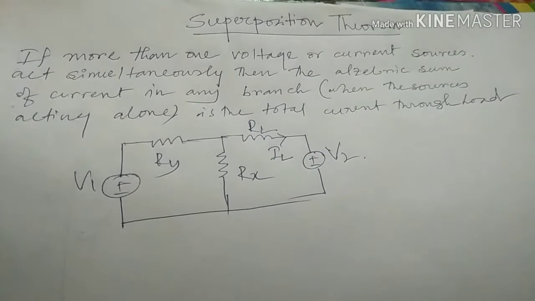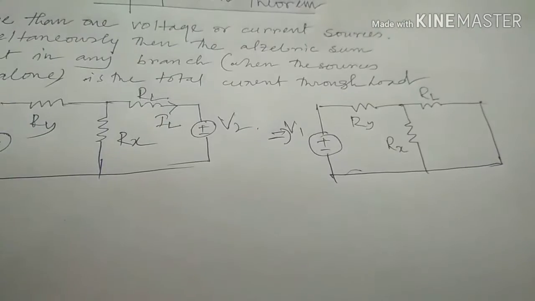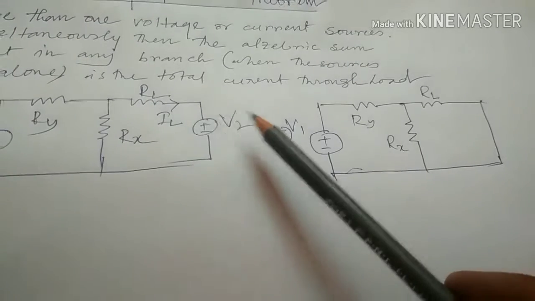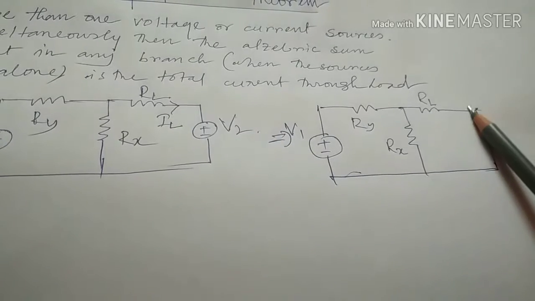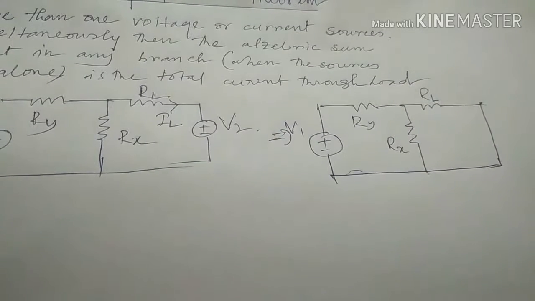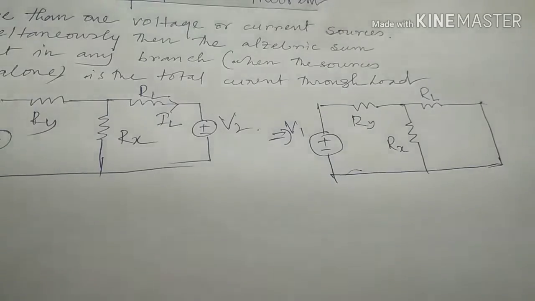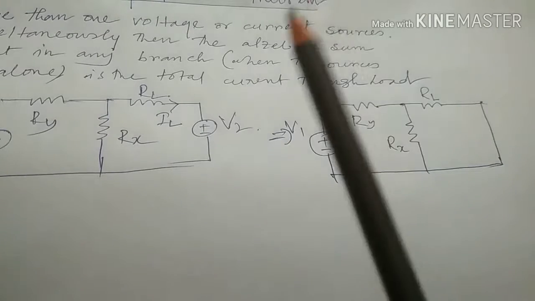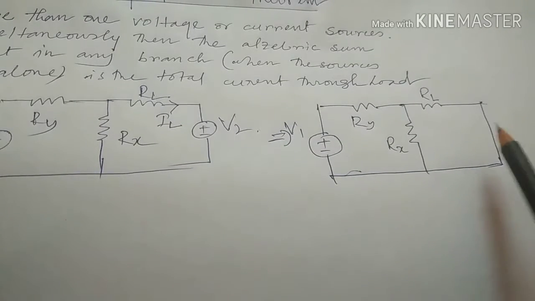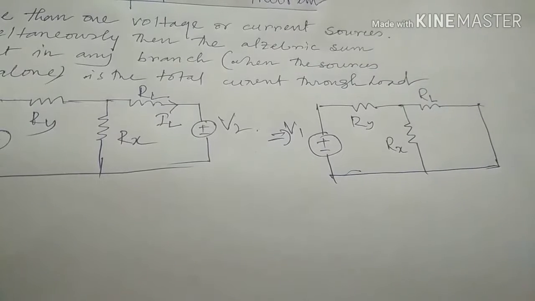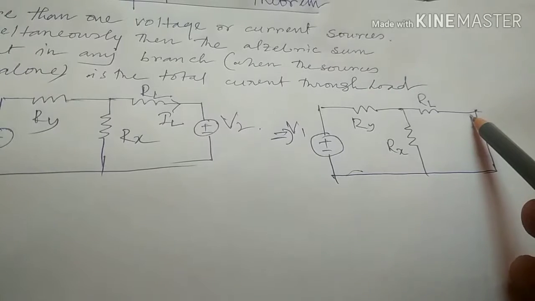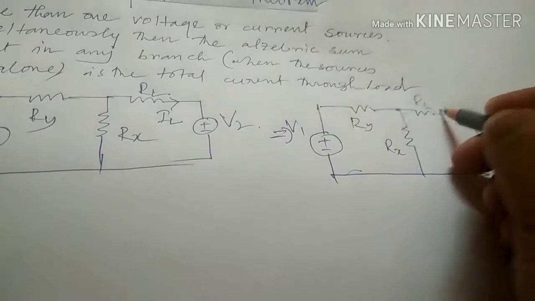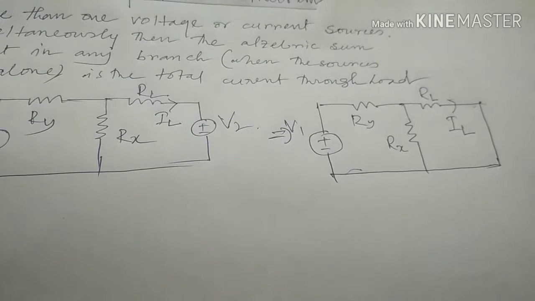So now let's draw the circuit diagram. When we make the V2 source inactive, by its internal resistance, it is short circuited. I told you in my previous video that in every circuit, a current source will be open circuited and a voltage source will be short circuited. So this is the short circuit branch. We need to calculate the current through RL, which will be IL.